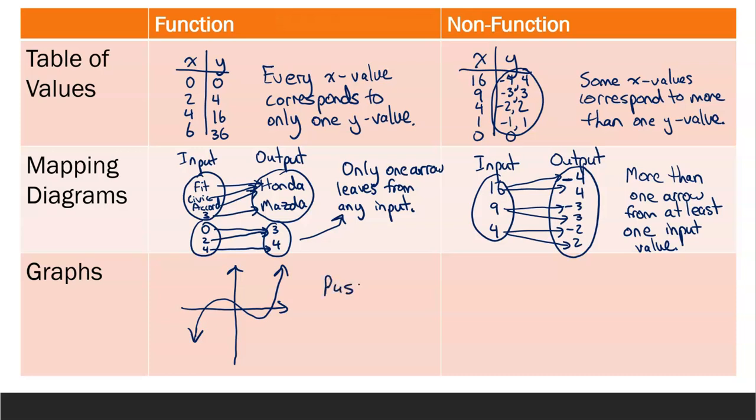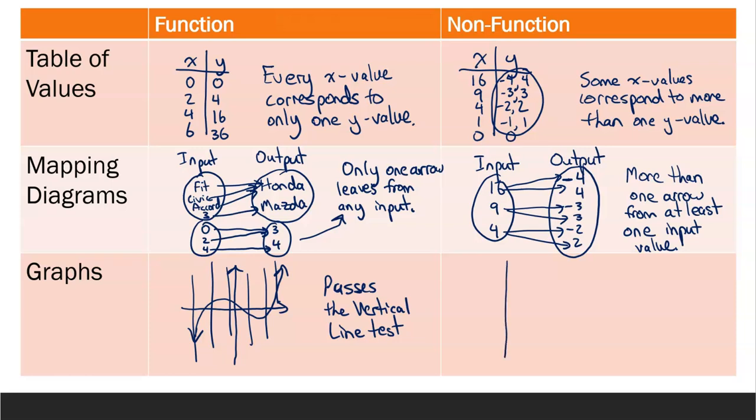And so in this situation, what we have is it passes the vertical line test, the VLT for short. Anywhere I draw a vertical line is only going to go through that graph once. It's not going to pass through it twice.